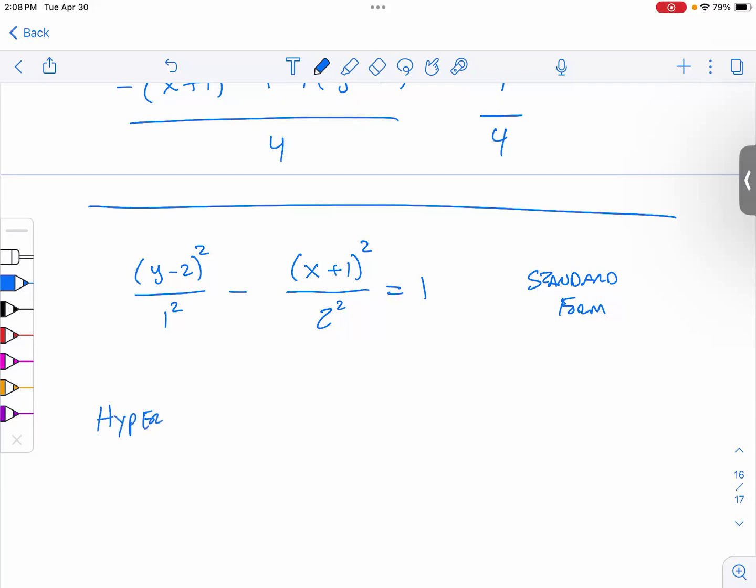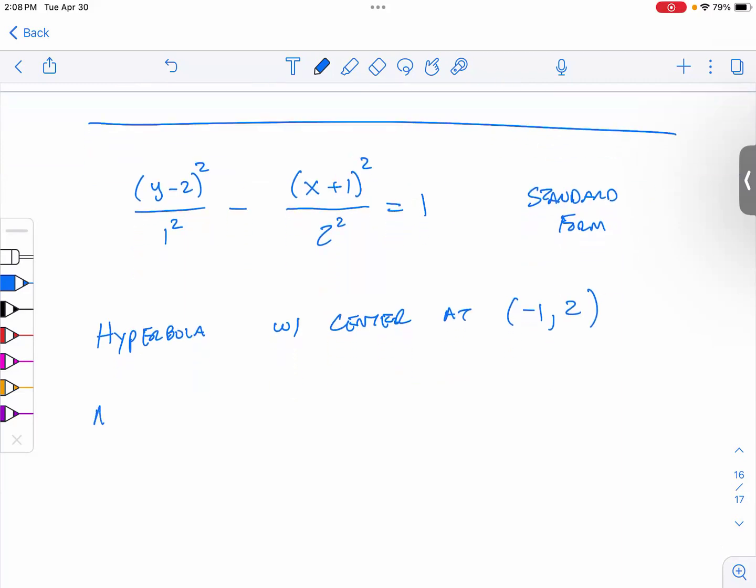So this is a hyperbola with center at -1, 2. And asymptotes y minus 2 equals plus or minus 1 over 2 times x plus 1. And be aware, it is perfectly fine to leave them in that form.